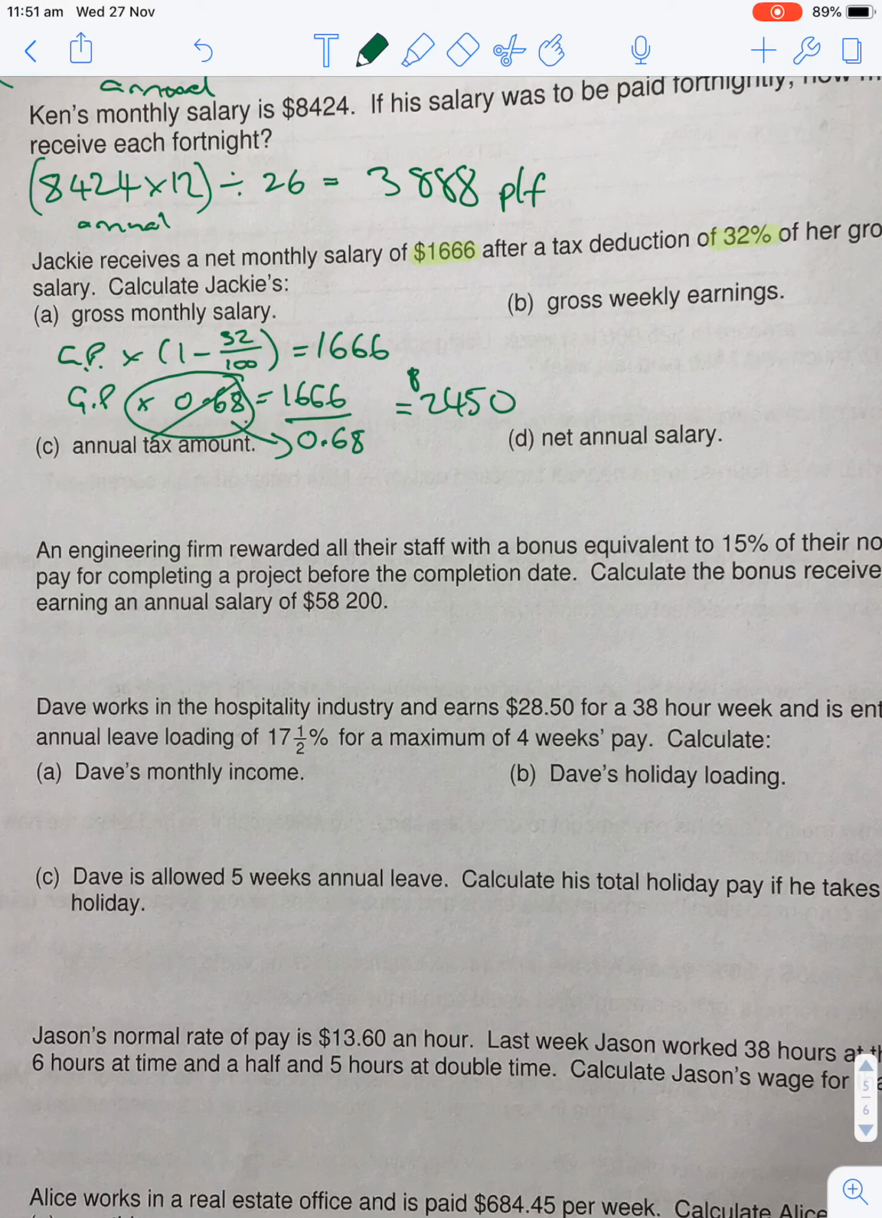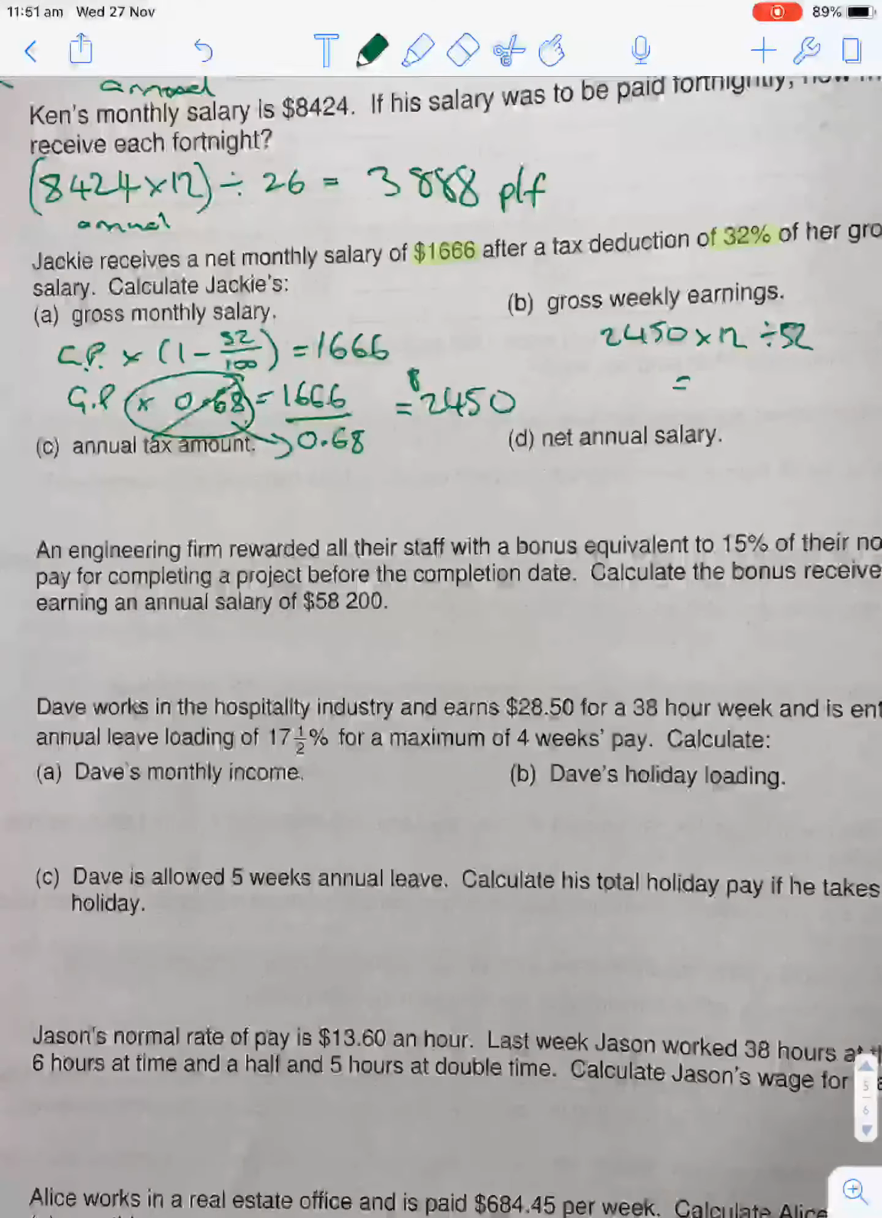They now want you to turn that into a weekly, so do not divide it by 4. Make sure you turn it into an annual salary first, so you'd go 2,450 gross times 12 to turn it into an annual amount, and then divide that by 52 to turn it accurately back into a weekly one. So in this case, 2,450 times my 12 would give me 29,400.